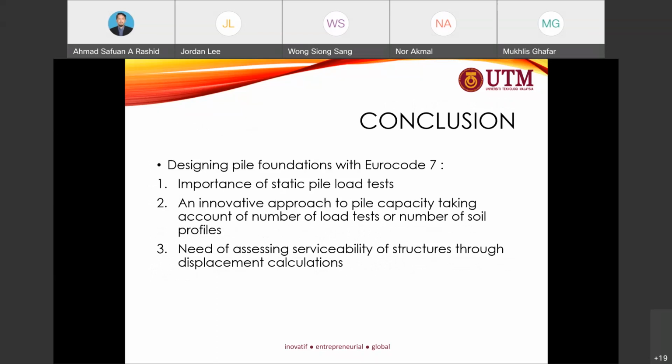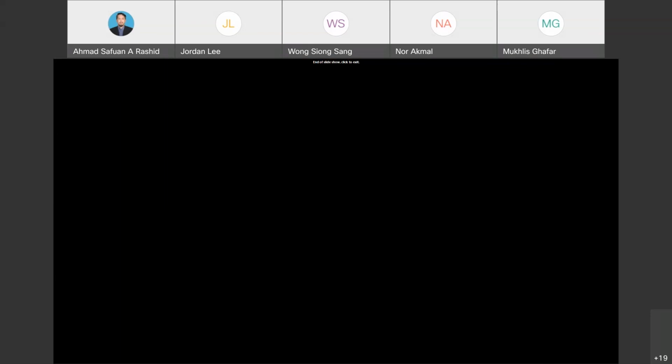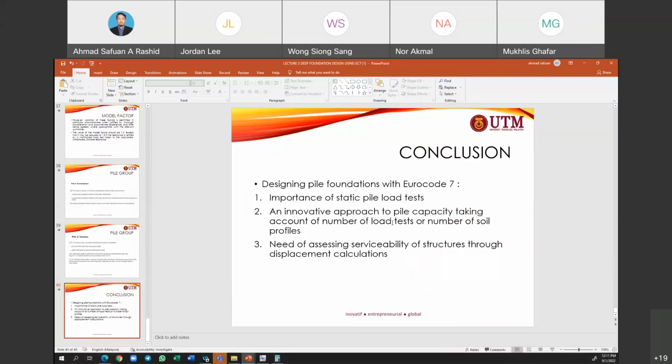So, conclusion: designing pile foundations with Eurocode 7, the importance of static and pile load tests, and an innovative approach to pile capacity taking into account the number of load tests or number of soil profiles, and the need of assessing serviceability of structure through displacement calculations. So that's all for EC7 Section 7 for the pile foundation. We will try to look at an example based on the Smith reference book.